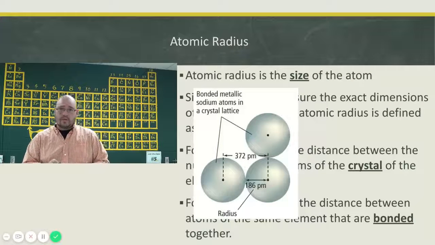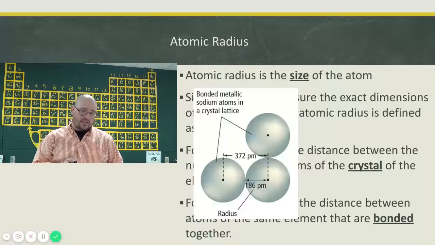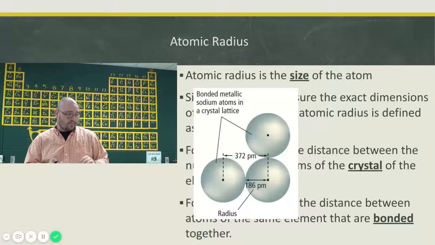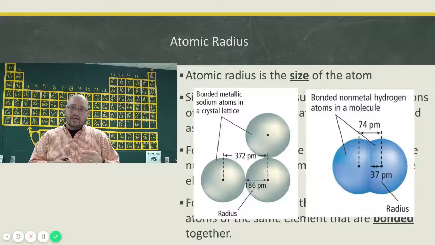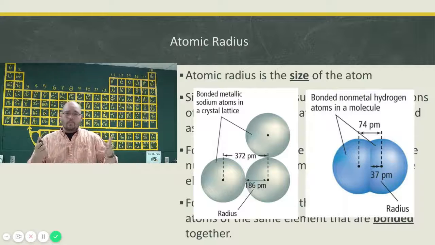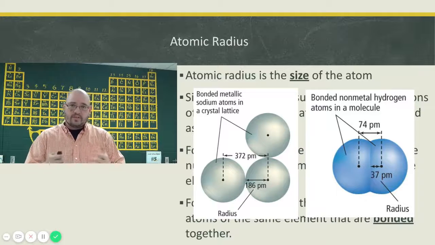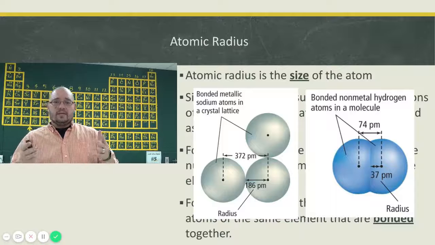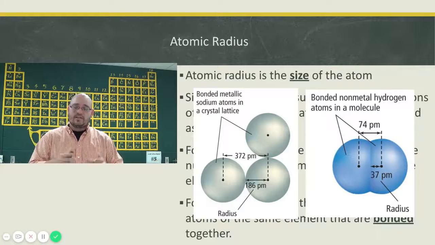Okay, so here you have a picture of the metallic radius, and you can see the distance is half the distance between adjacent atoms. And then for a nonmetal, we have our bonded atoms together, and it's half the distance between them, measured in picometers, which are really, really small. So this is the atomic radius. That's the definition. Basically, it's the size of the atom.